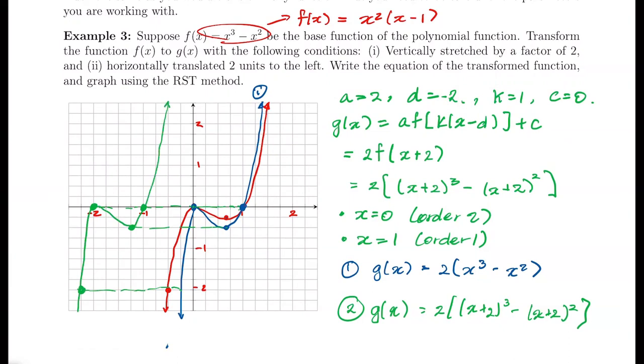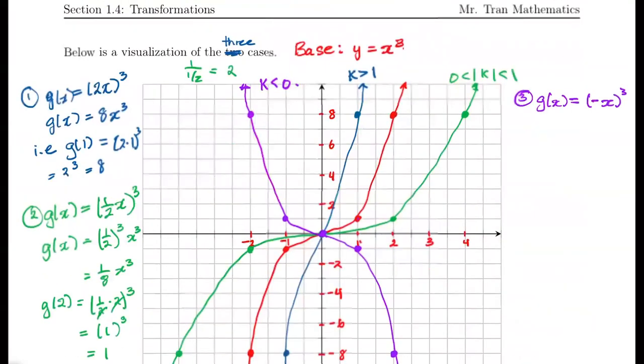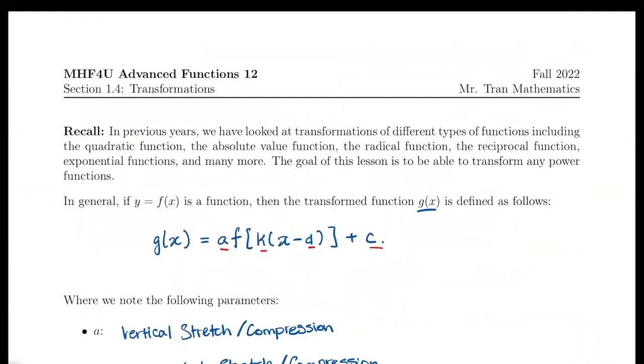And that's the idea of transforming polynomial functions. Basically the same thing as what we would do for any power functions or any function that we would use, exponential function, trig function, any function like that. We would use the same transformation rules all the time. So this is the end of the lesson, where let's go through what we learned.